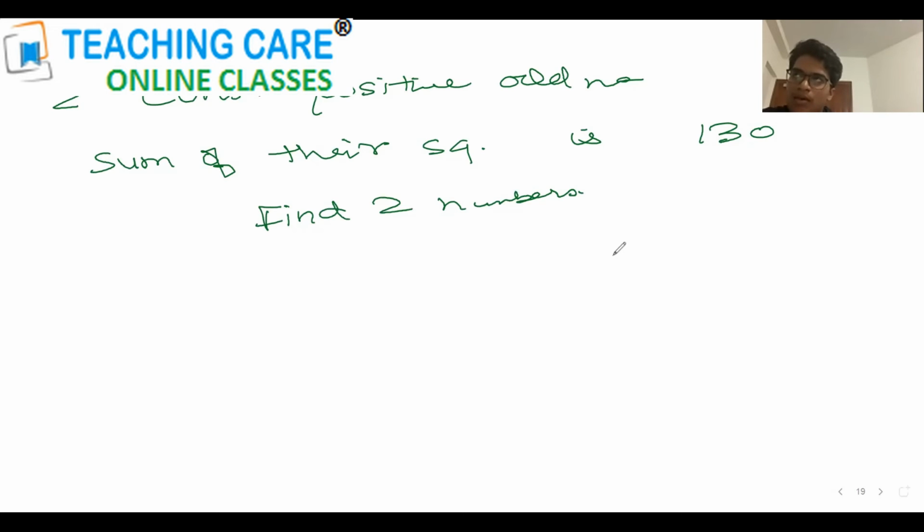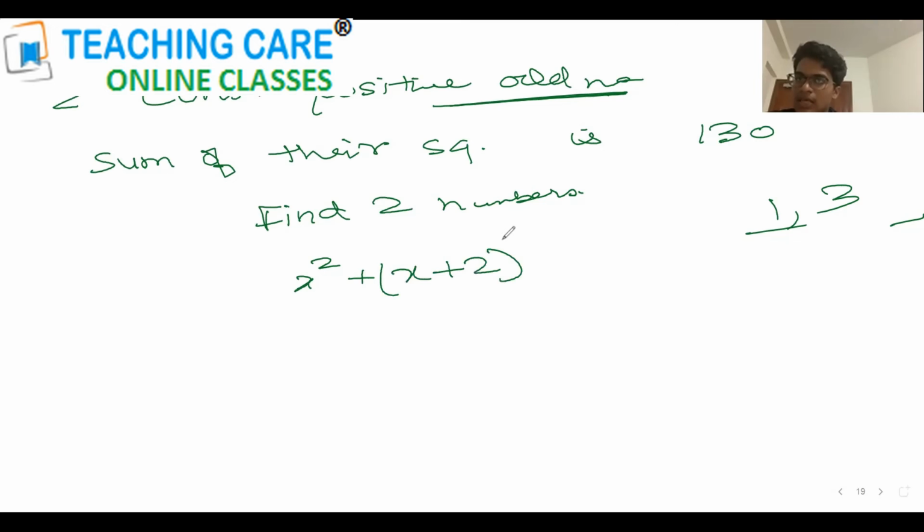Let one number be x, so it is x square plus (x plus 2) square. Why plus 2? When we say consecutive odd numbers, for example 1 and 3, these two differ by 2. So x square plus (x plus 2) whole square equals 130. This is our number and we squared it up. Open the brackets, solve it, you will get a quadratic.